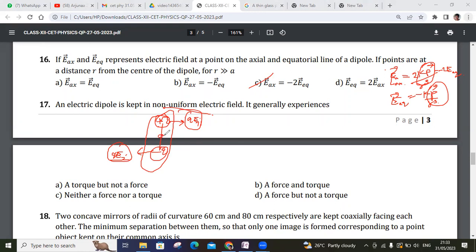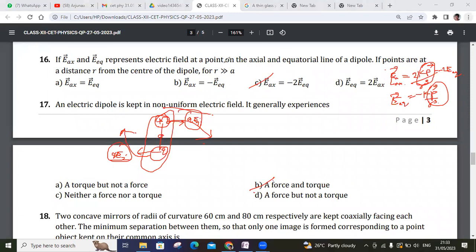And it will experience a net torque also. This will be clockwise, and this will also be clockwise, so the net torque will be clockwise. So it will have both force and torque. 17 is B. Then the 18th problem.